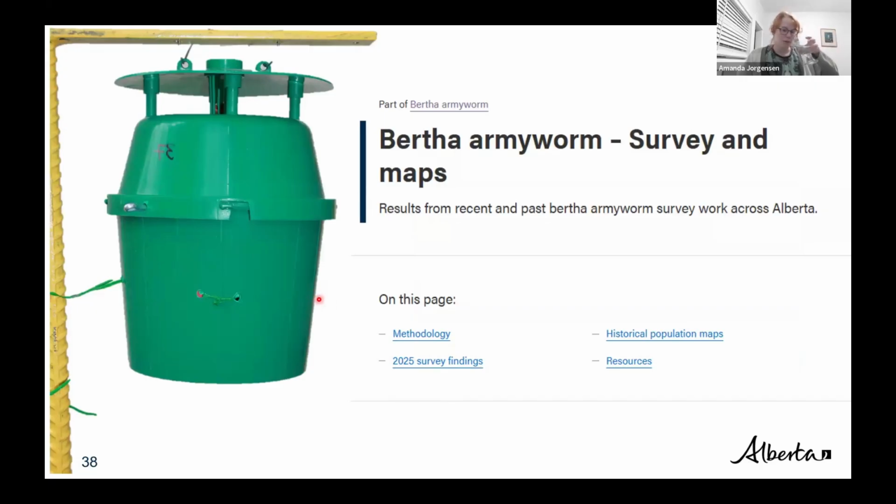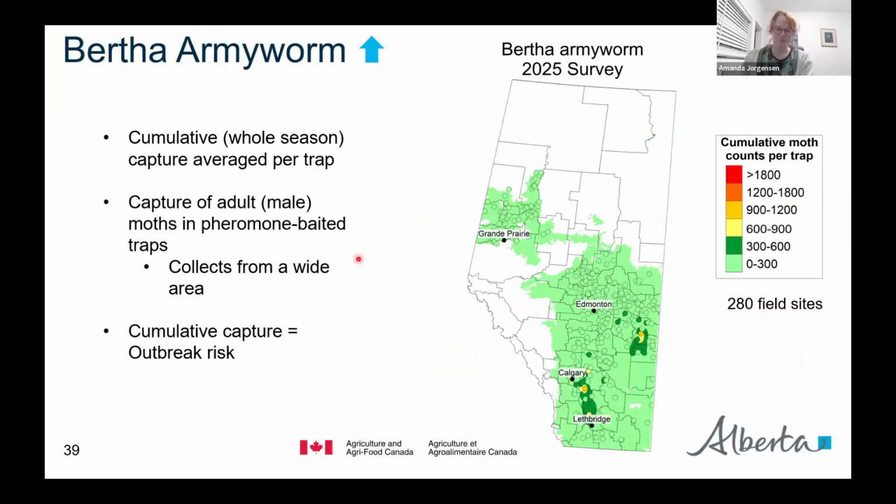So next we'll move on to our Bertha armyworm. Not only do we have the live map for the trap results, but we also compile that into an annual map summarizing those results.